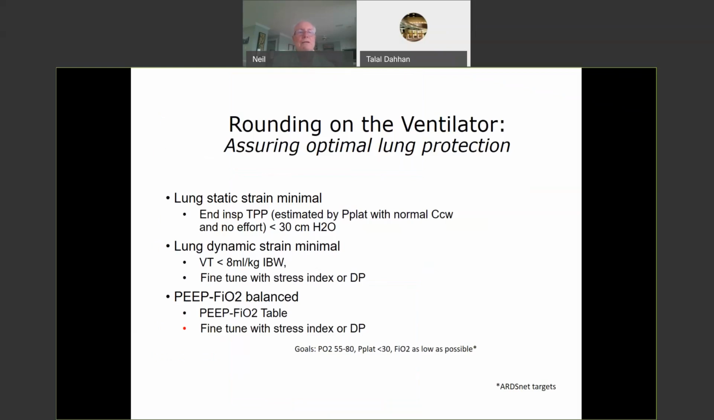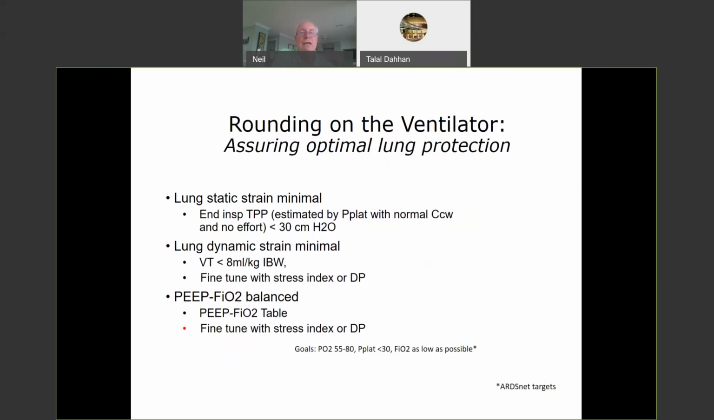We want to keep lung static strain minimal. The end inspiratory transpulmonary pressure estimated by the plateau pressure with a normal chest wall and no effort should be less than 30. Again, this limit might be driven higher, up to 30, up to 40, maybe even 50 in the patients with the very, very stiff chest wall.